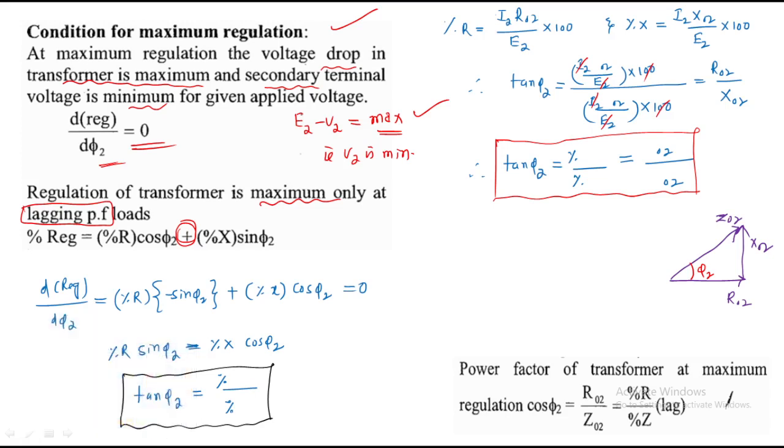From this, tan phi 2 is nothing but X by R, right? That's why this is X, this is R, this is X02, R02, percentage X by percentage R, that is X02 by R02. Now it's clear. The opposite side is X02, and the adjacent side is R02, that is tan phi 2. Then from this, what is the power factor?